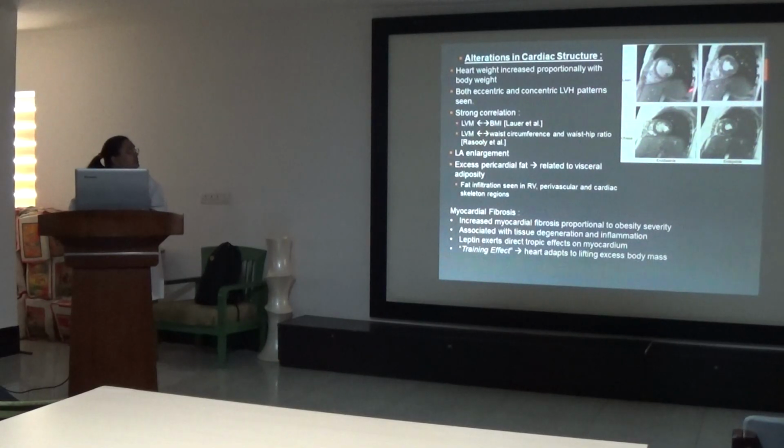So this is a cardiac MRI image in a lean patient. This is during end diastole. We can see the thickness of the cardiac wall is less.